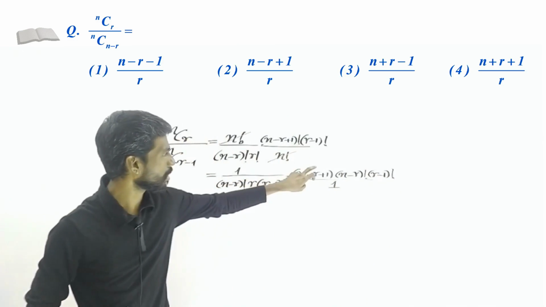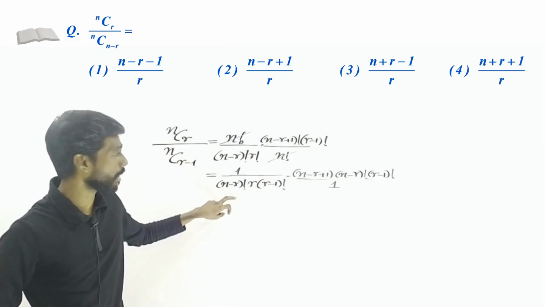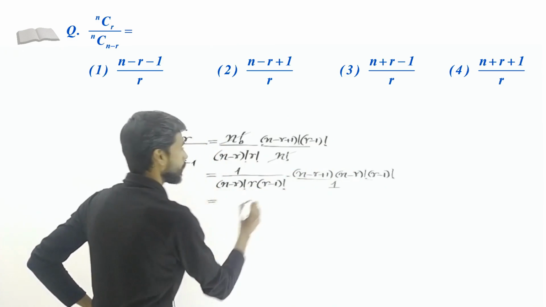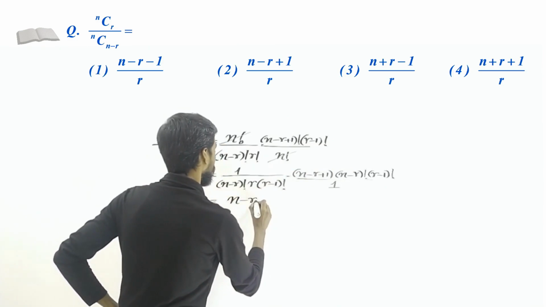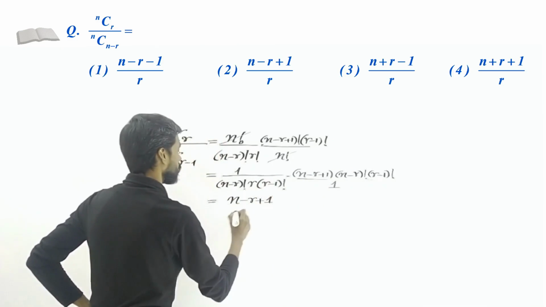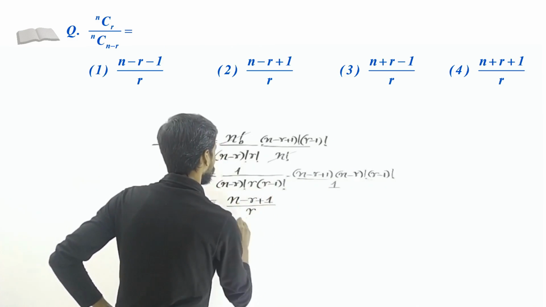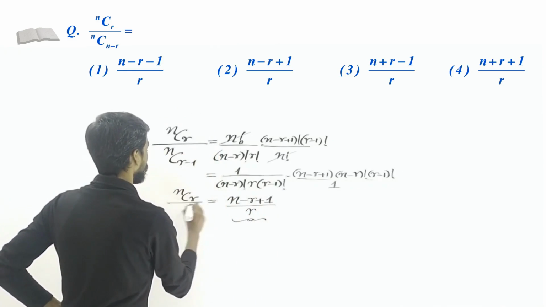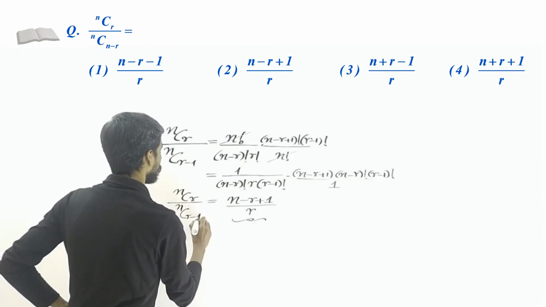Now we can cancel this term, (n minus r) factorial with (n minus r) factorial, and similarly (r minus 1) factorial can be cancelled. So we will get (n minus r plus 1) divided by r. That's all. So this is the value of nCr divided by nC(r minus 1).